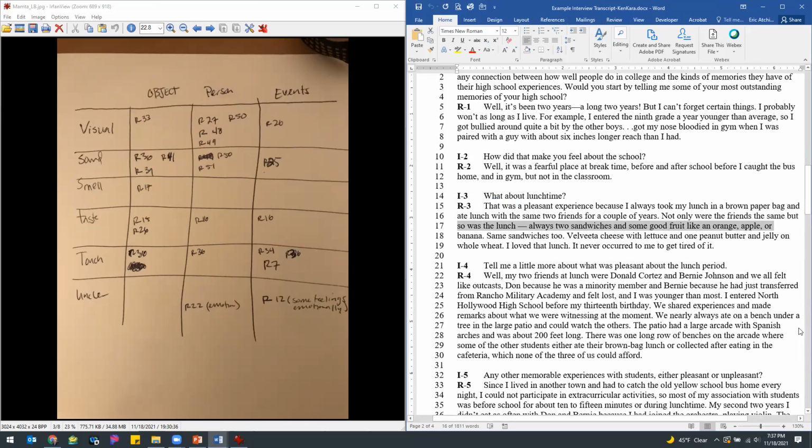What do you think? It was a sandwich, so we wrote it in object because it was a sandwich. I think we meant to write it in taste, but we wrote it in smell. So that would be an error we would find.